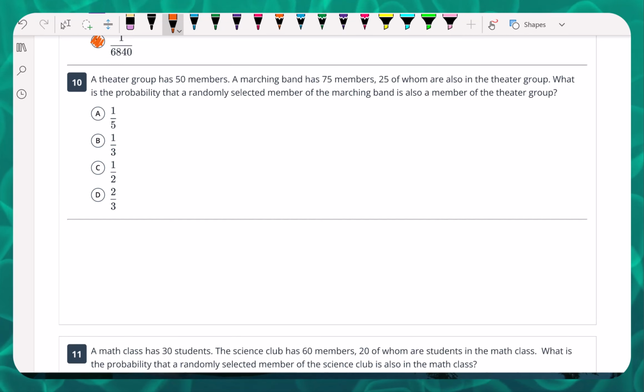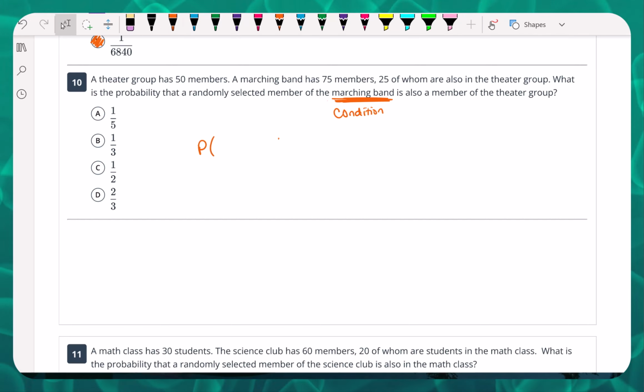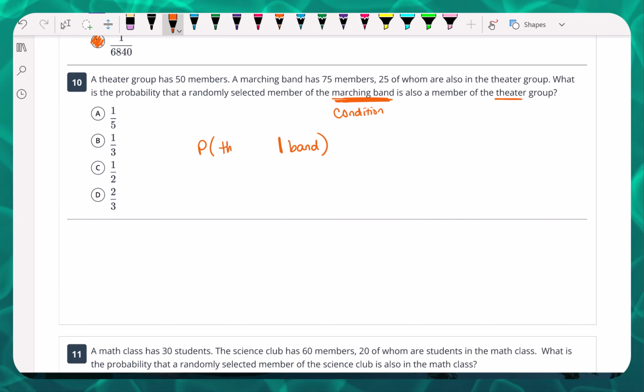Okay, question number 10. If you read the whole thing, you get to where it says the probability that you're looking for a randomly selected member of the marching band. So you're automatically looking for somebody in the marching band. That is a condition. And it doesn't use the word given, so you have to be really careful with that. So I'm going to start out saying probability. I'm going to put my condition line here, and I'm going to say that they're in band. And then it says, is also a member of the theater.